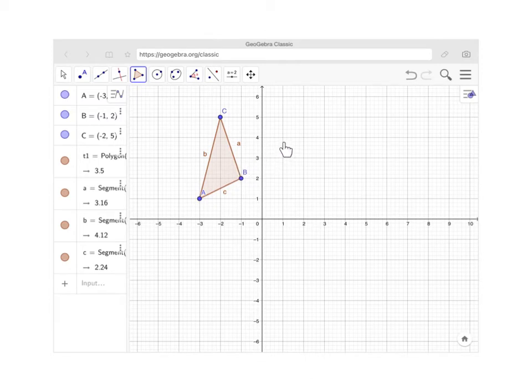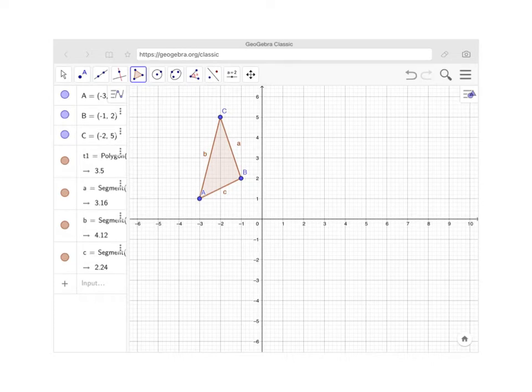But the third transformation that we're going to talk about is called a rotation. And so I'm going to use GeoGebra here, and I'm going to rotate this triangle by 75 degrees about the origin. That's going to be the language I'm going to use. I'm going to rotate this 75 degrees around the origin. And so let's see what that looks like.